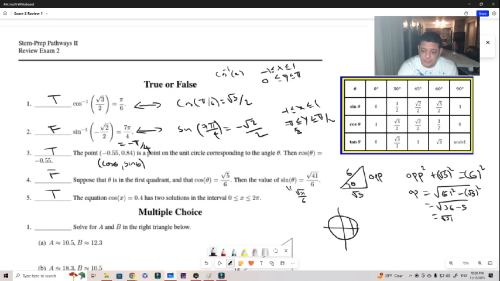So if we do 0.4, let's say this is 0.4, it's a little bit further, but we're gonna have one solution in the first quadrant, and we're gonna have another solution in the fourth quadrant. So this actually is going to have two solutions. Now let's move on to the multiple choice questions.